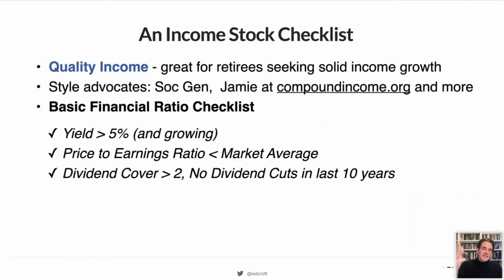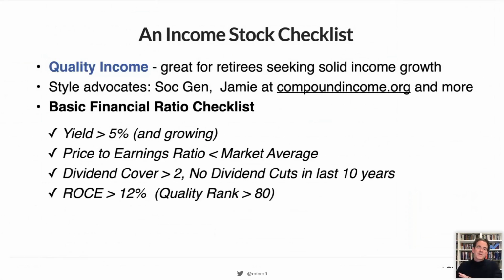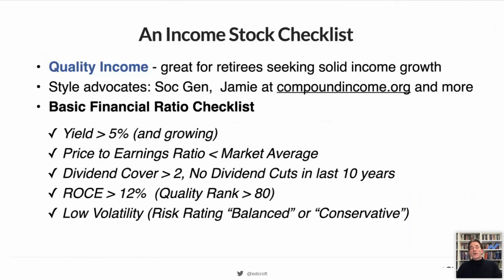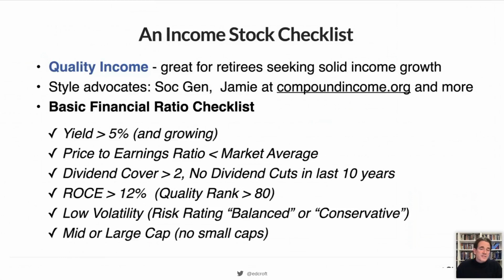High dividend cover, like I said: you want the dividends to be covered by profits. Don't want dividend cuts. Good return on capital, so good profitability, because that ensures you've got the engine to keep paying dividends and hopefully grow. I would also say low volatility, much more conservative risk ratings, are really helpful for income stocks. And mid and large caps. Small caps for a quality income can be more unreliable, so that is something to be aware of.